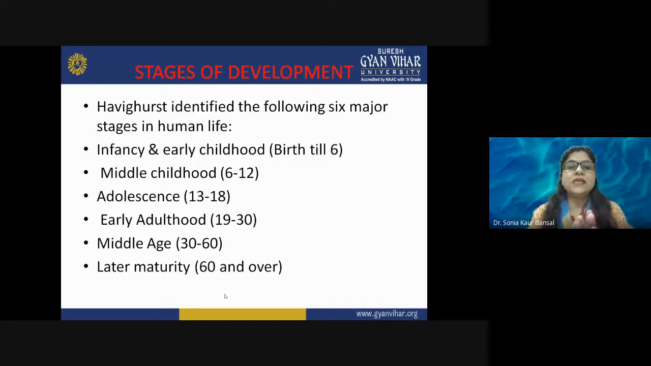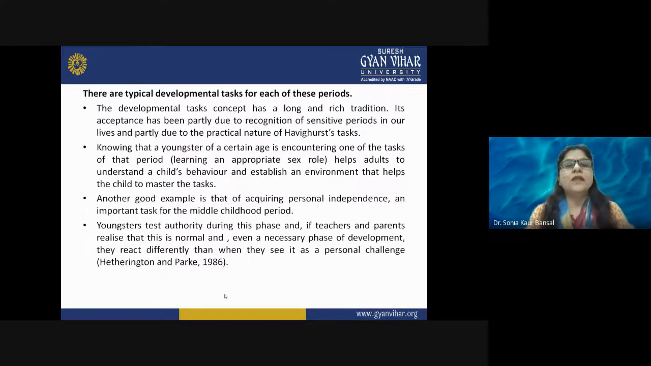So these are the 6 stages of development, students, that we are going to understand in a very explained manner: what this particular stage is and how a person should achieve the developmental task in a particular stage. So let's understand. Now, there are typical developmental tasks for each of these periods.